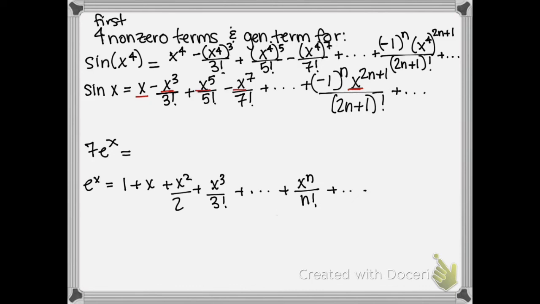Okay, so we're not changing the input this time. It's not e to the 7x power, it's 7 times e to the x. So we're just going to go down here to our series and multiply each term by 7. So 7 plus 7x plus 7x squared over 2 plus 7x cubed over 3 factorial.